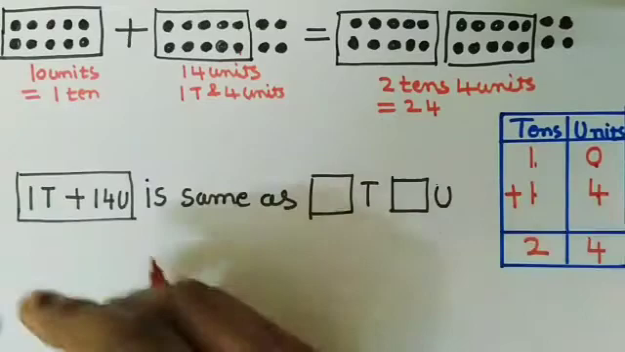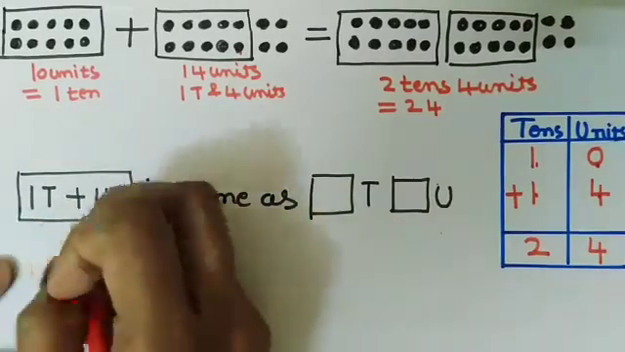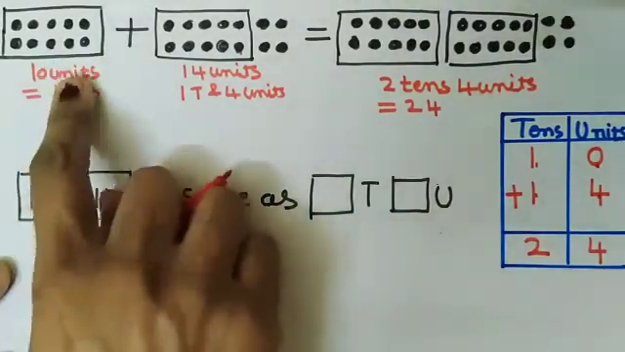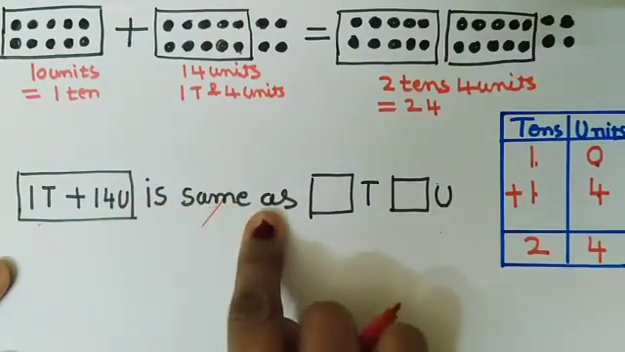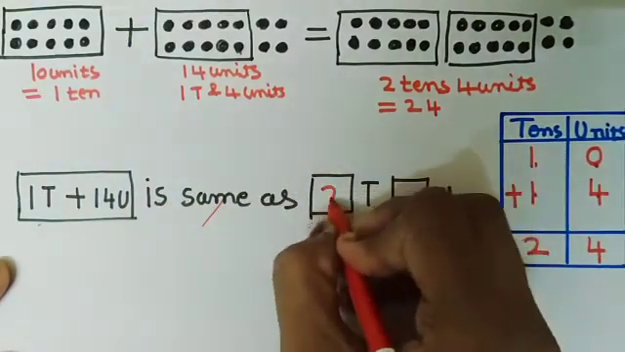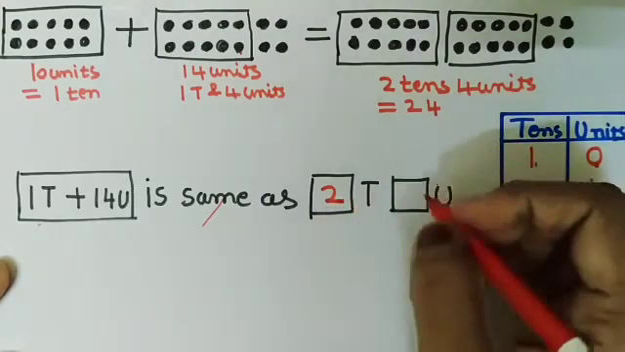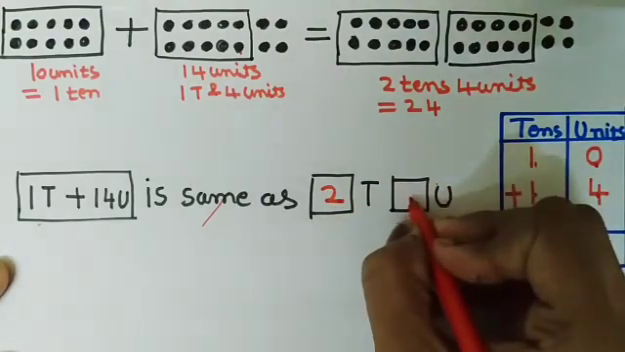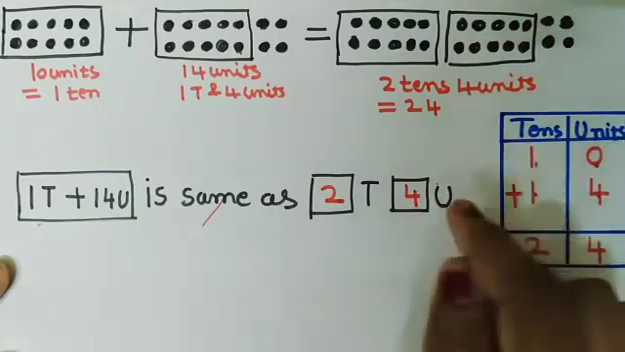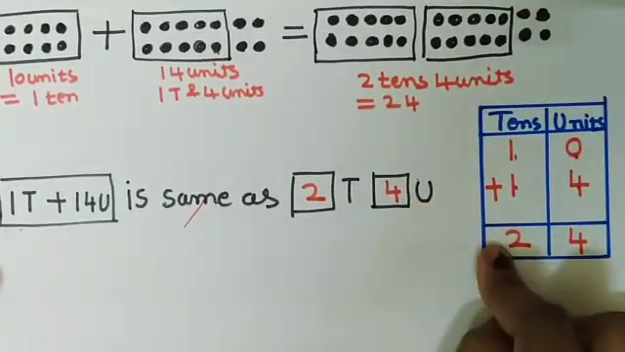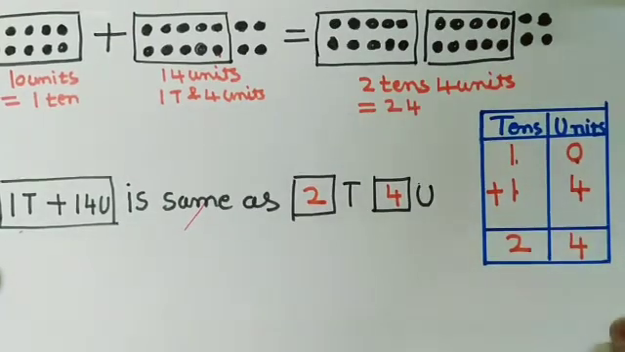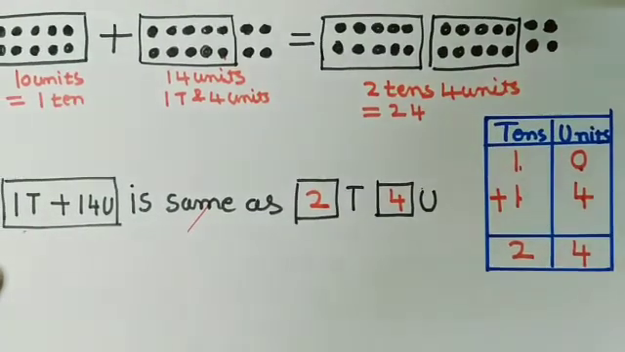Now we will write this as the answer. 1 ten plus 14 units is the same as 2 tens and 4 units. Okay? I hope you understood children. We will take the next example to understand this concept.